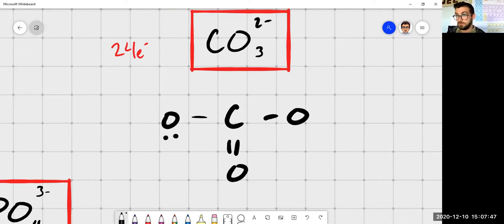So we get 2, 4, 6 plus our already present 8. So there's 14 in total now, right? 16, 18, 20 in total now. 22, 24, hold the phone. We've applied all of our electrons. Let's see how we're doing, right?